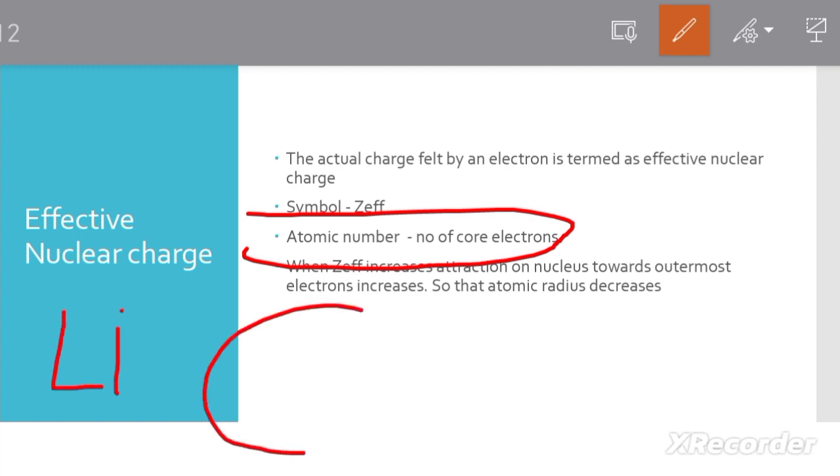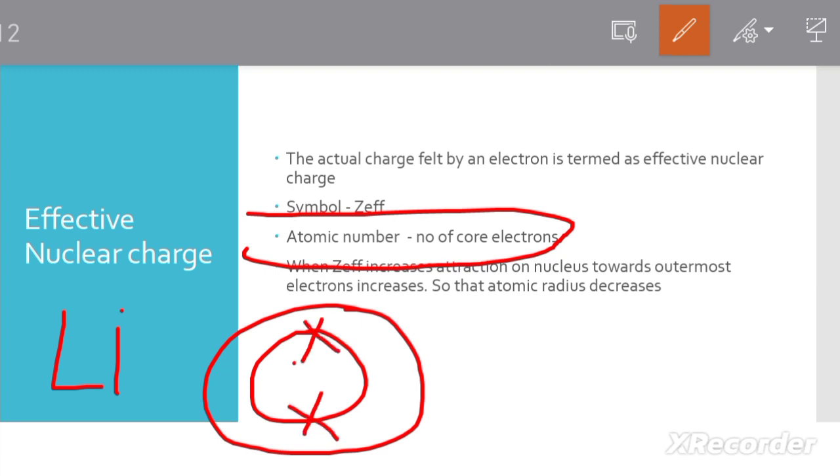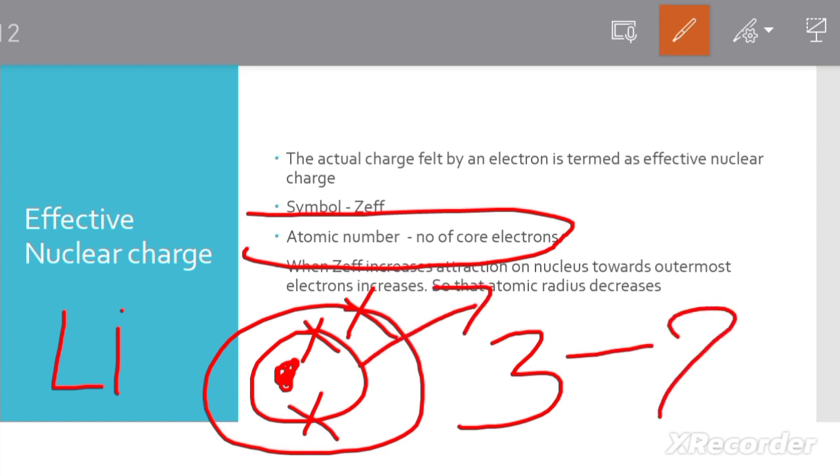I am going to draw lithium. Here two electrons, here is a nucleus, and here one electron. So atomic number is 3. Number of core electrons means number of electrons in the inner energy level. Here this is the inner energy level. There are 2 electrons. I am going to subtract it. So the effective nuclear charge of lithium is 1.